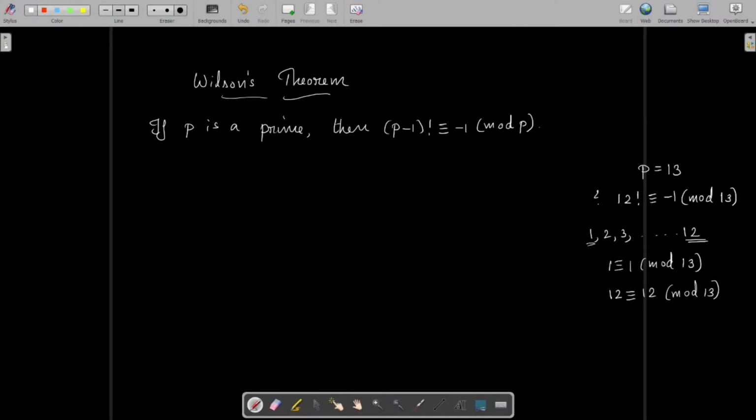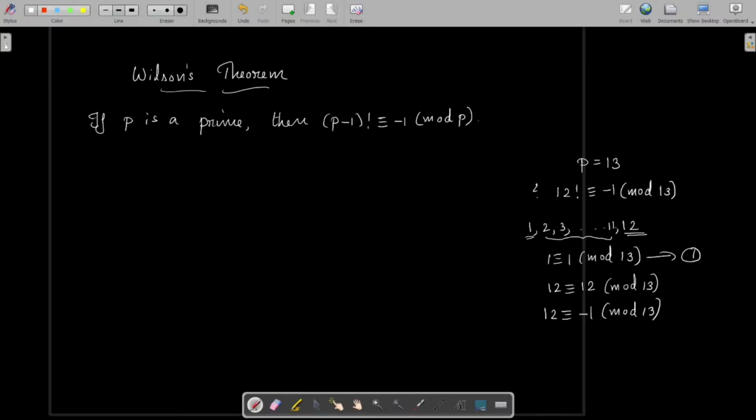And what about the remaining integers from 2 to 11? We can take pairs of integers from this list such that product of each pair is congruent to 1 mod 13. Here 12 congruent to 12 mod 13 can be written as 12 congruent to minus 1 mod 13, because we have the result A congruent to B mod n is equivalent to A congruent to B minus n mod n. So that is 12 congruent to 12 minus 13, that is minus 1 mod 13. So here we have two congruences when we take the integers 1 and 12.